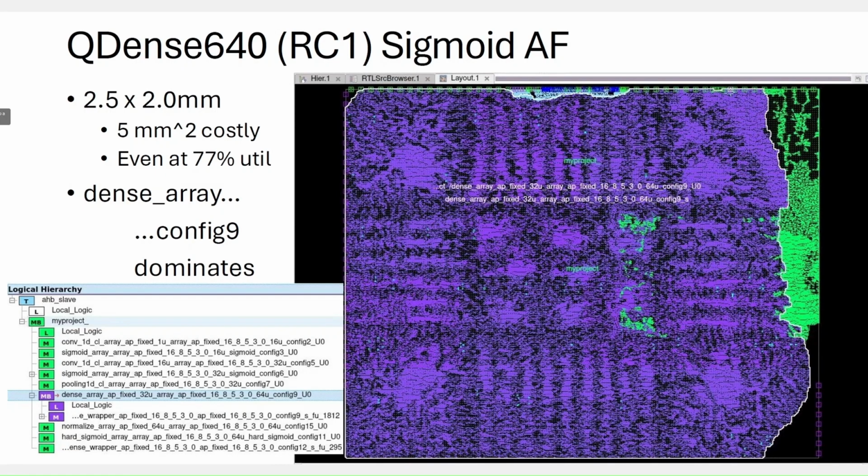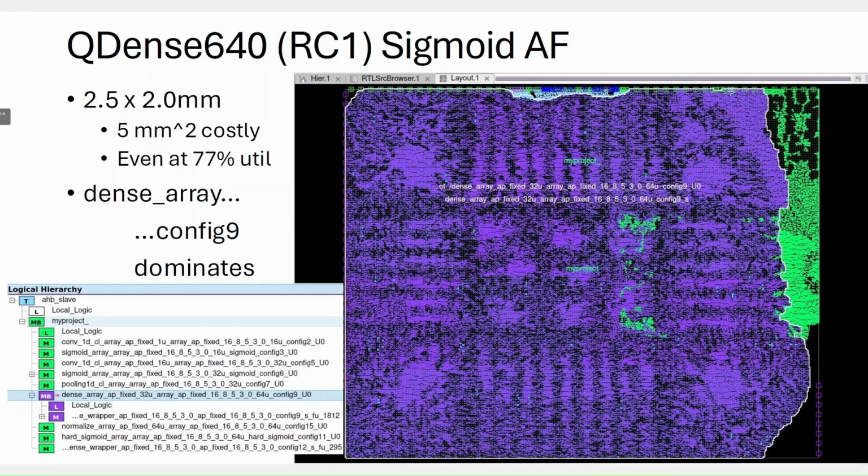So then we chose the QDense model because we figured out the LSTM required lots of resources. So we chose the QDense model with a sigmoid activation function. Here is the analysis of the accelerator design. We got a 2.5 by 2 millimeter area and a 77% utilization ratio. So the area was still a little bit bigger than what we were expecting. We were aiming for 2 by 2 millimeters.